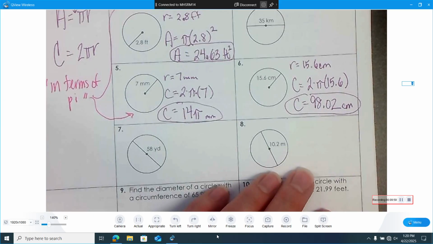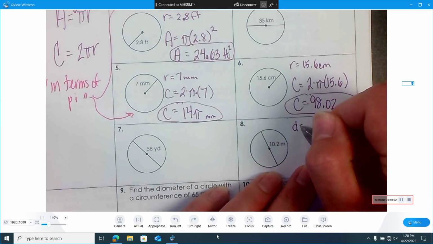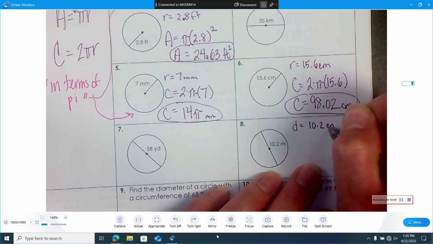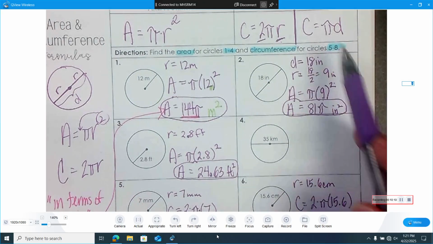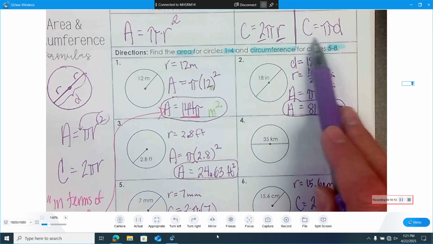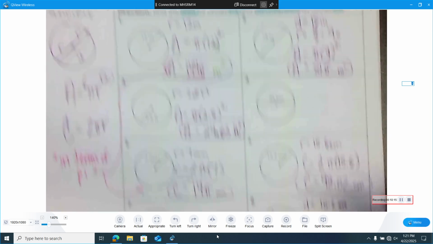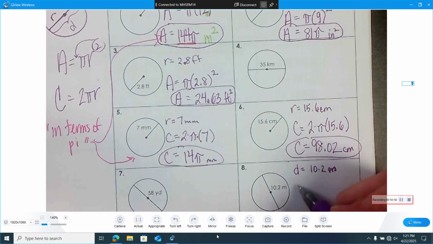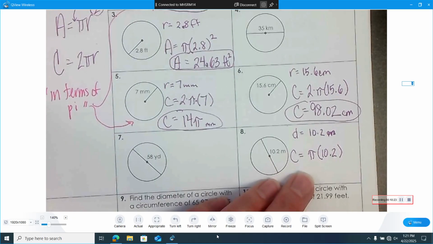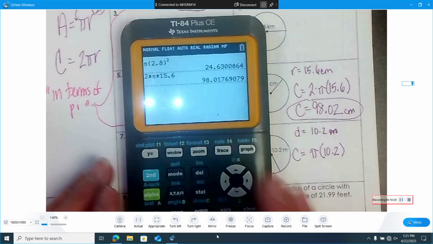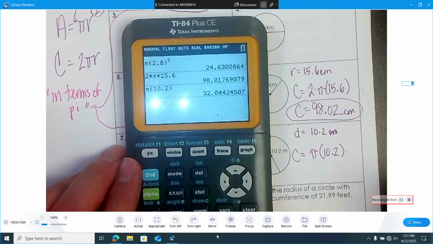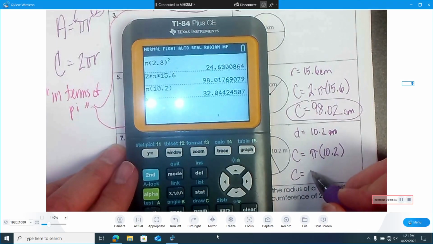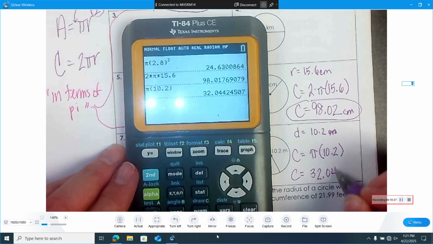Number 8, what information are they giving us? Diameter. We have a diameter of 10.2 meters. Which formula do you want to use for circumference? Circumference equals pi times diameter. Yeah, we can use this one because they gave us diameter. It doesn't matter. You could figure out r pretty easily. So we can use pi times diameter. And again, since it started with a decimal, then I can have it end with a decimal. And so I get circumference is 32.04 meters.